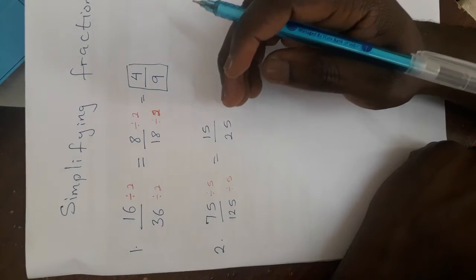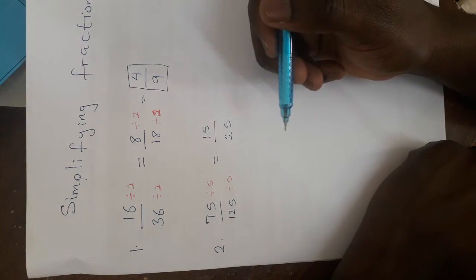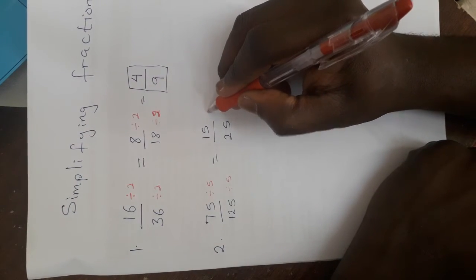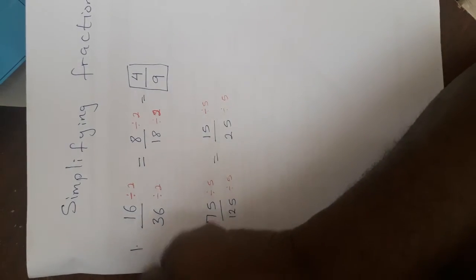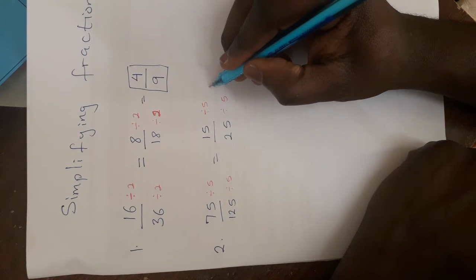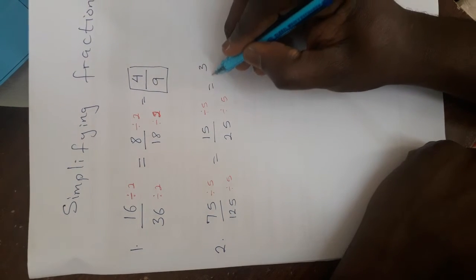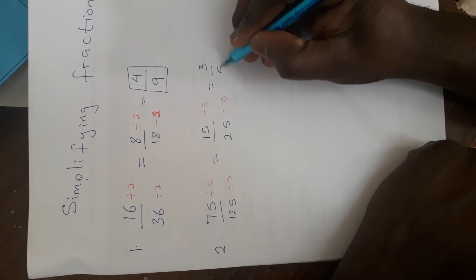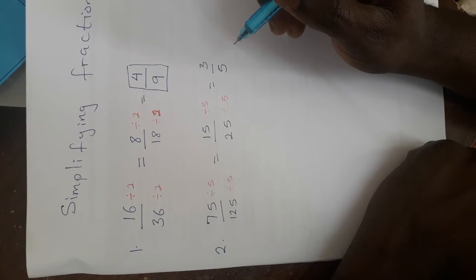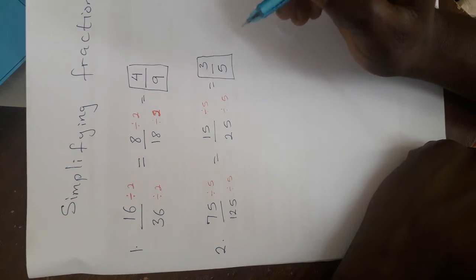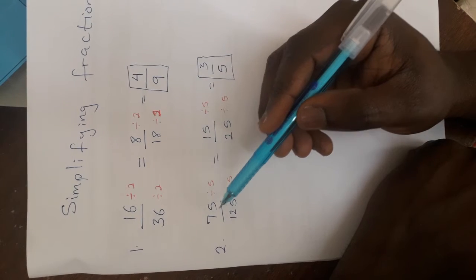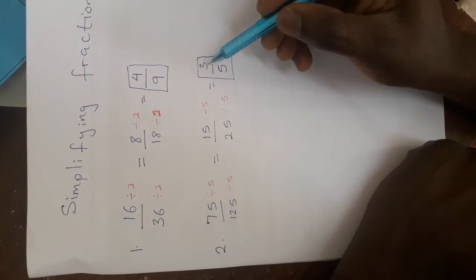I can still divide this further. The two numbers still end in 5, so I can again divide by 5. What is 15 divided by 5? I have 3. And 25 divided by 5 is 5. As you can see, I cannot divide these two any longer, so this is the simplest form. Therefore, the simplest form of 75 over 125 is 3 over 5.